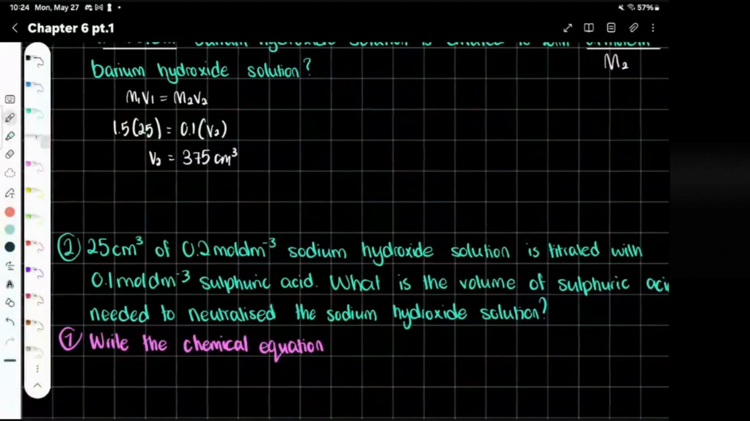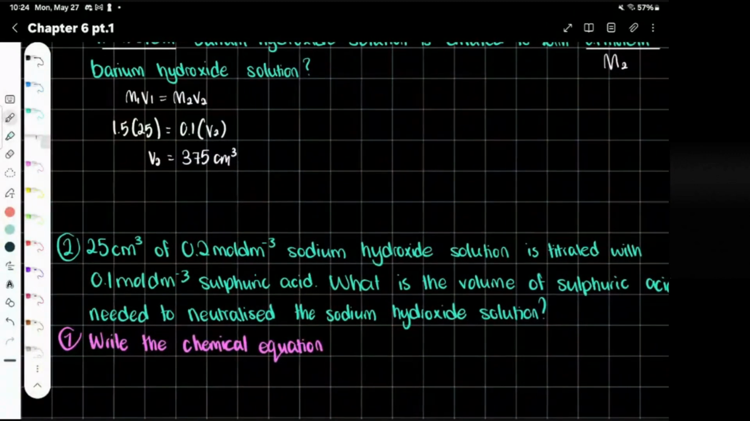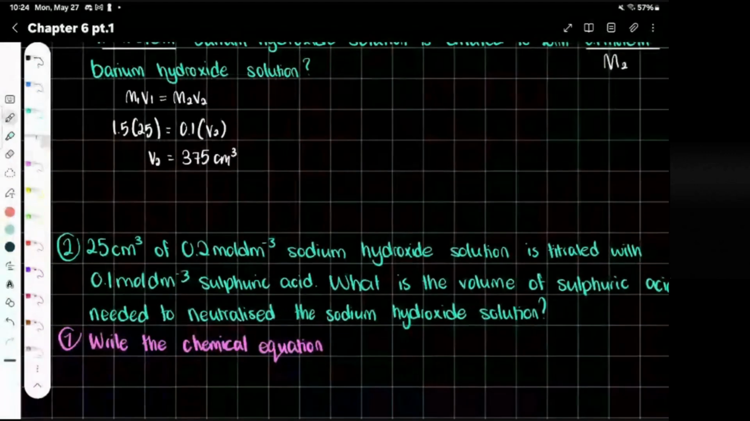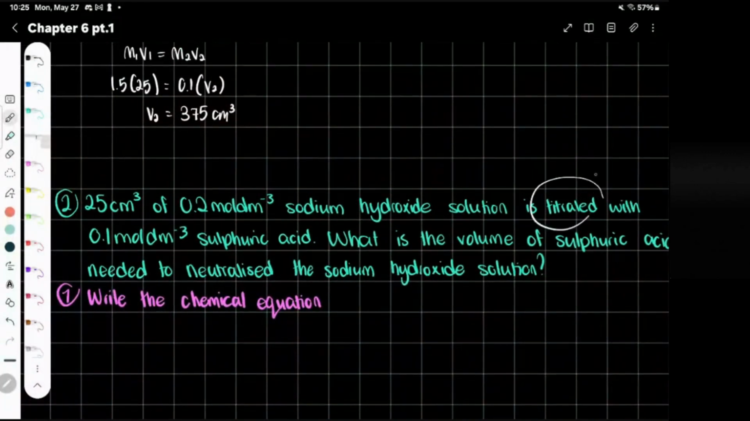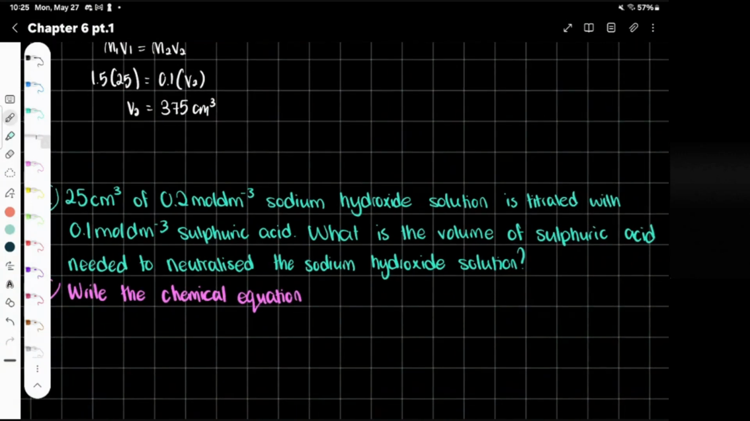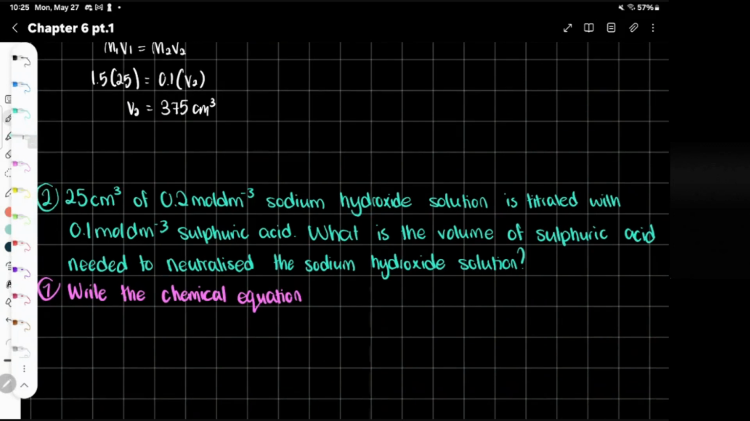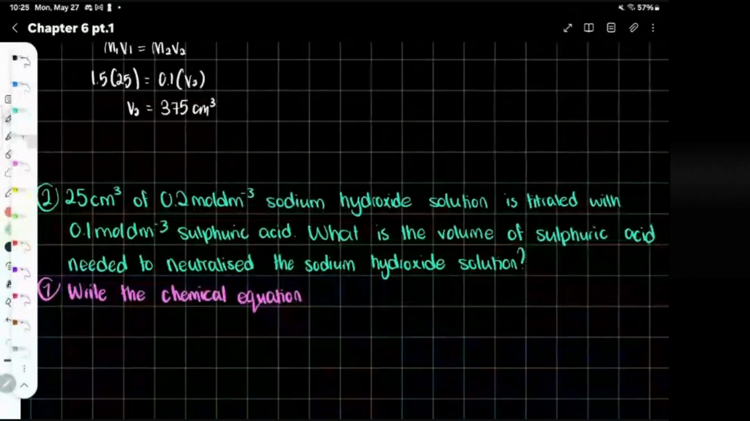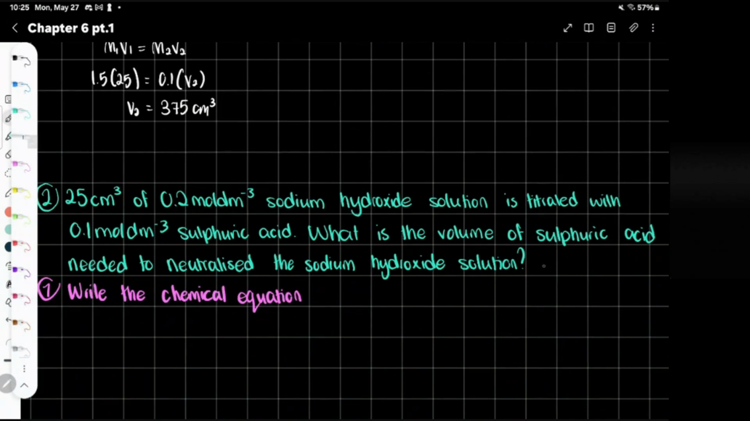Okay, so now the next question here: 25 centimeter cube of 0.2 mole decimeter cube of sodium hydroxide, blah blah blah, is titrated with 0.1 mole. What is the volume of sulfuric acid needed to neutralize the hydrogen? Okay, first of all, this question is very long, right? So you have to search for the keyword. The keyword here is titrated, and also they say here neutralize.